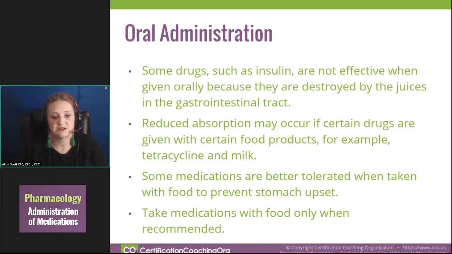So again, some medications upset the stomach, and for various reasons. Also, there are some medications that absolutely need to be taken with food, and they'll be labeled on the prescription from the pharmacist.